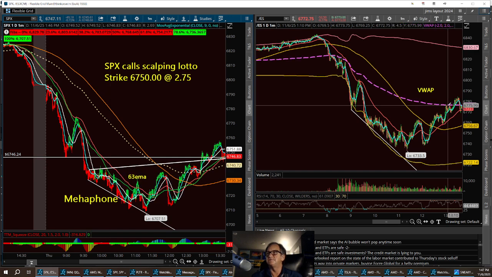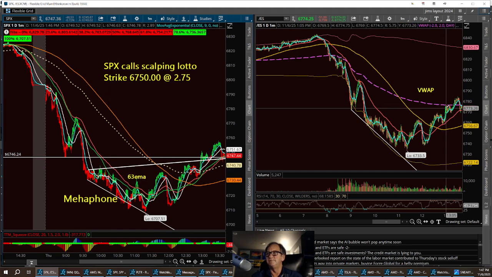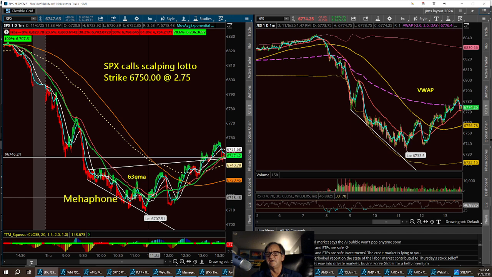So I use the /ES VWAP for a resistance level to maybe get out of the trade or to scale out of a trade. And I use the moving averages to stay in the trade or to catch some bullish patterns, and I also use the candlesticks. And I use chart patterns. So we had a sell-off here, and we're going to clean this up.